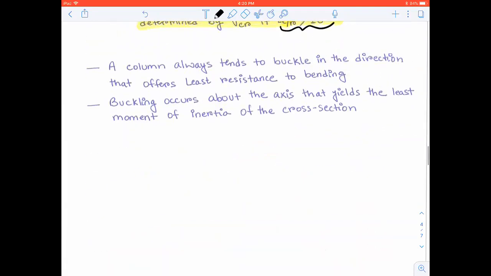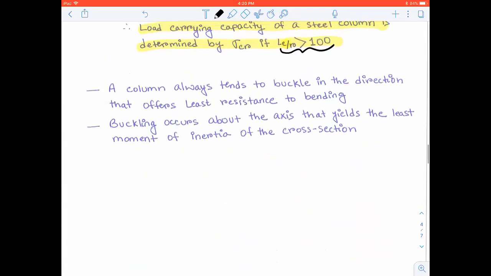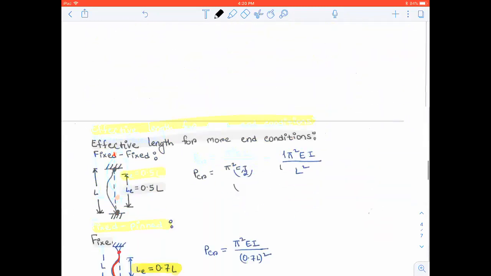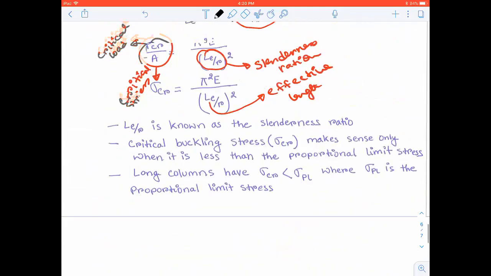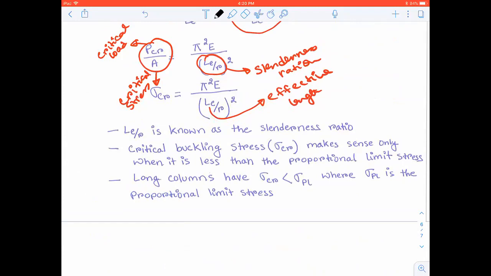So that's what I'm saying over here, that critical buckling stress makes sense only when it is less than the proportional limit stress, and you will only get your critical buckling stress to be less than the proportional limit stress if your column is long, slender enough.